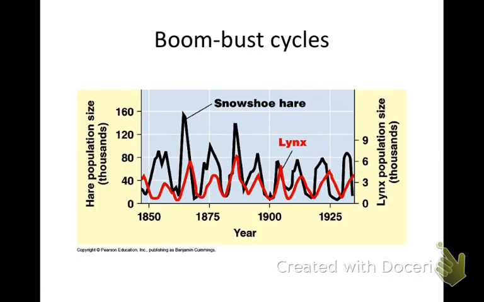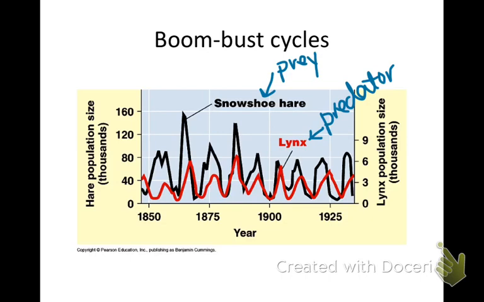So boom and bust cycles, I have given you one, the snowshoe hare. This is a cute little white bunny rabbit, and a lynx. So please highlight that this is about a predator-prey relationship. Think about who's the predator. It's probably going to be the lynx, and I'll show you a picture of him in a minute. He's the predator, snowshoe hare, cute little bunny rabbit, he's the prey.